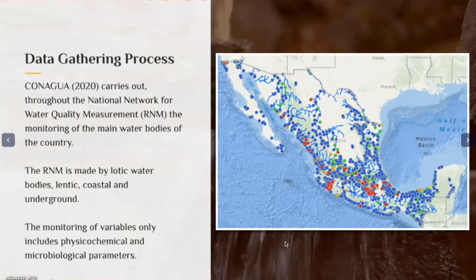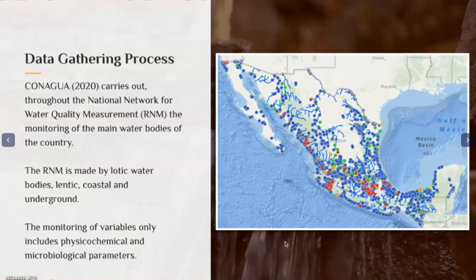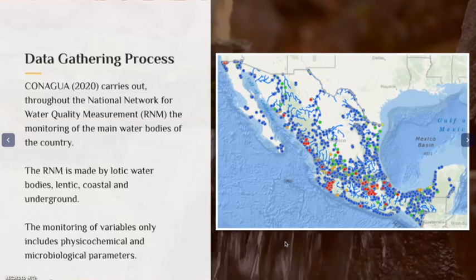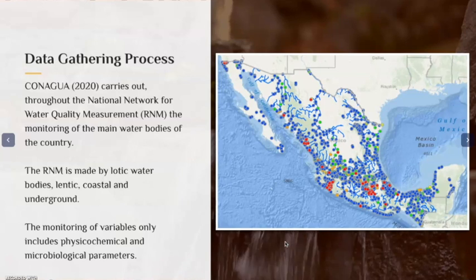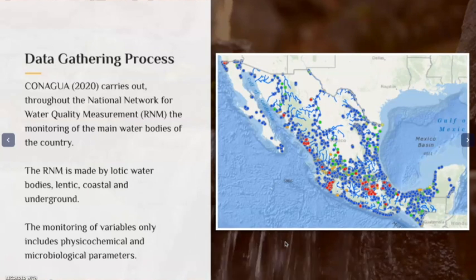Now we're going to talk a little bit about the data gathering process. CONAGUA carries out, throughout the National Network for Water Quality Measurement, the monitoring of the main water bodies of the country. Permanent monitoring of the water quality throughout 5 years was established in 2014. The definition of several categories of bodies of water facilitates the management of each one of them. The categories are based on the characterization of the water.